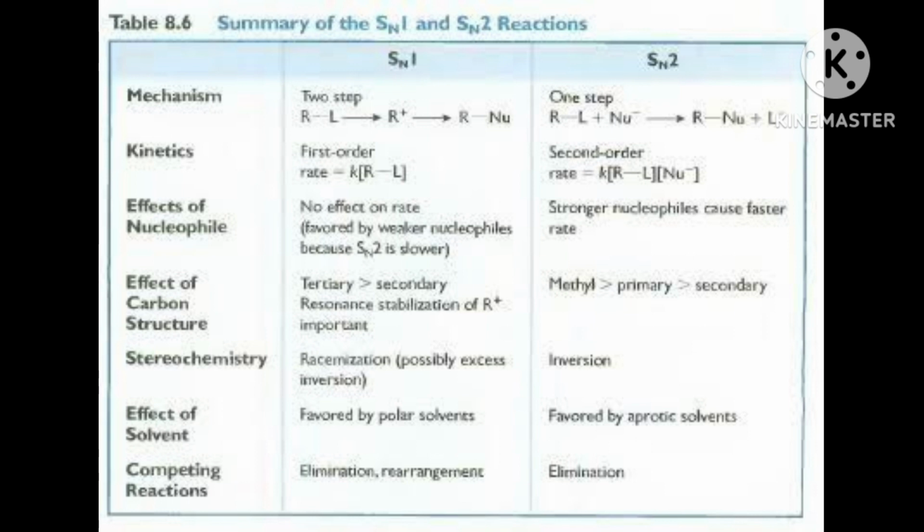But here it requires carbocation. If the carbocation is stable, then that decides the rate of reaction. And if it is stable, then the OH ion can come from the back side and it will form the bond. Okay.